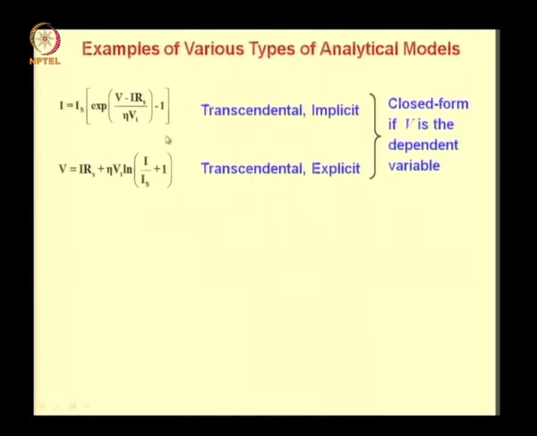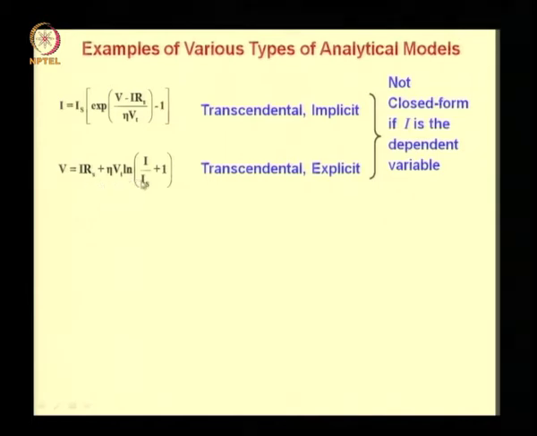Now these two functions can also be regarded as closed form if V is the dependent variable. So if this is the dependent variable, then you can regard it as closed form, because if I substitute the independent variable I, the value of I can easily solve for V from here as well as from here. On the other hand, both of these are not closed form if I is the dependent variable. For example, if I give you the value of V and ask you to find out I, you cannot find out I by a finite number of calculations either in this equation or in this equation.